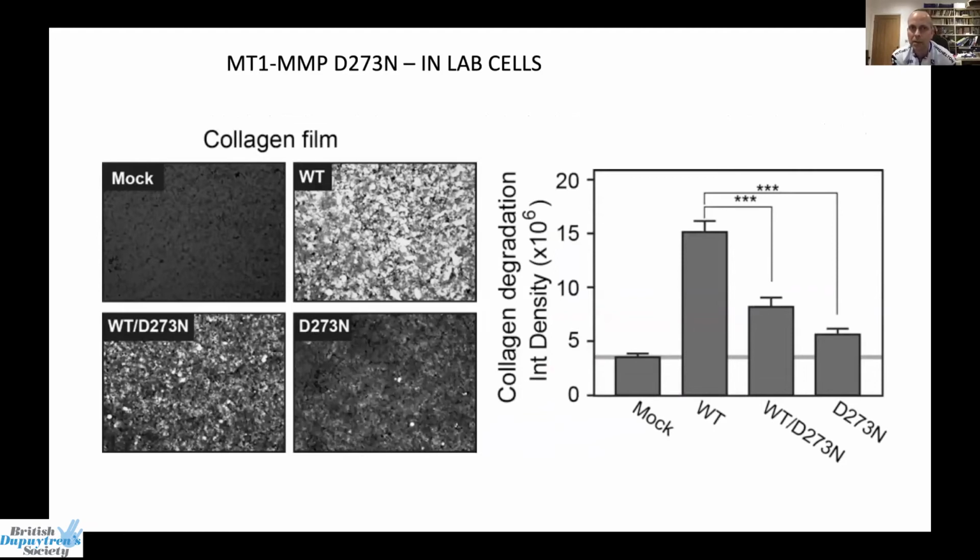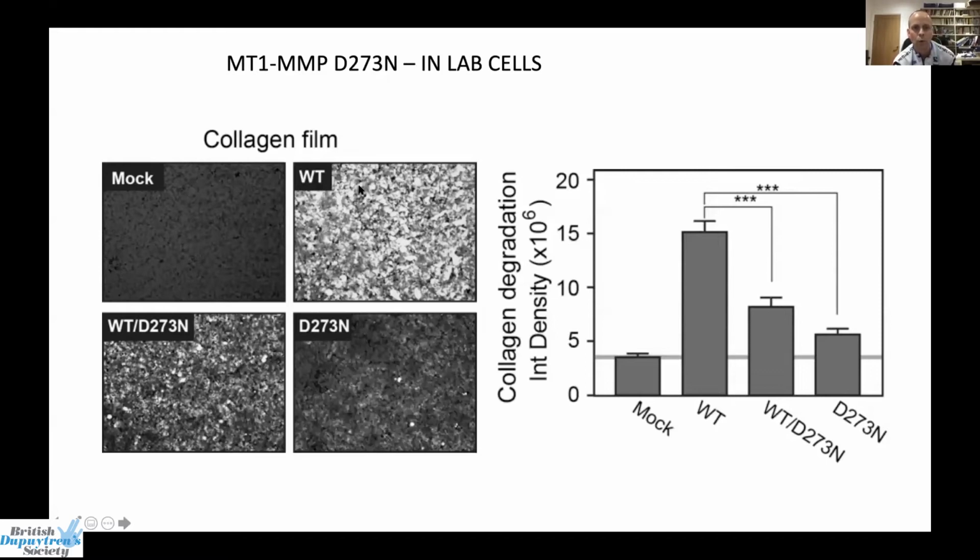We tested both the normal MMP14 and the mutant form that we found associated with Dupuytren's in the lab. So what we did is we grew a collagen film, and we took some cells that don't usually express any MMP14, and we made those cells express either the normal type or the mutant type of the MMP14. And when we just grow the cells normally, you can see the collagen film stays completely intact, and so the light doesn't shine through it, so it looks dark.